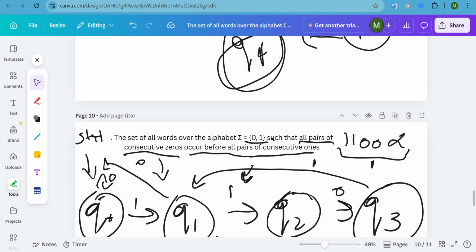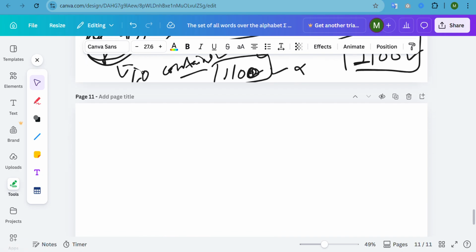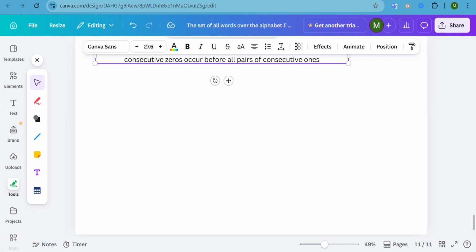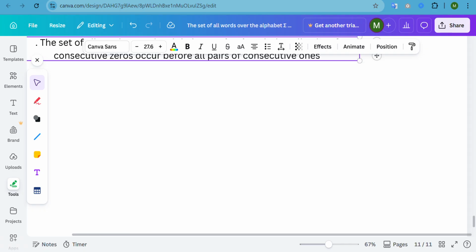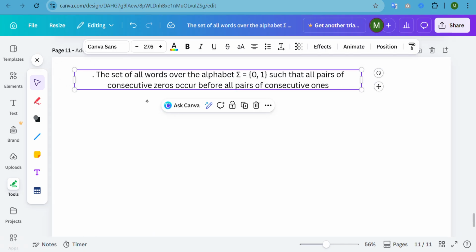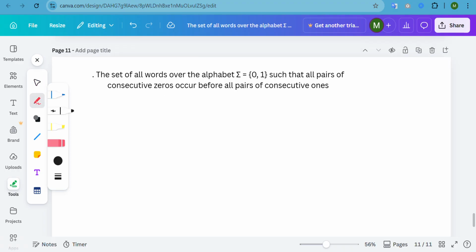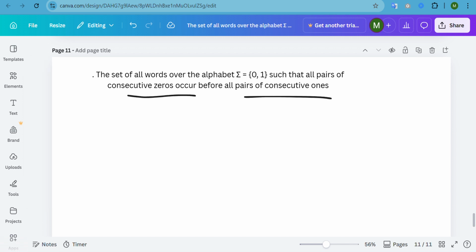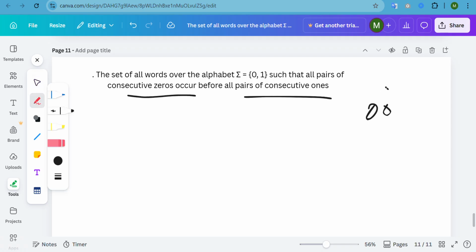We take the dragging tool and we try to copy the question and paste it here on our page. It says that all pair of consecutive zeros occur before all pair of consecutive ones. And what I see here is that all pair of consecutive zeros, let's go back to the tool situation, occur before all pair of consecutive ones. Which means if there is anywhere a pair of consecutive 0s, it cannot occur after a consecutive 1. So a consecutive 1 happens, then no consecutive zeros.